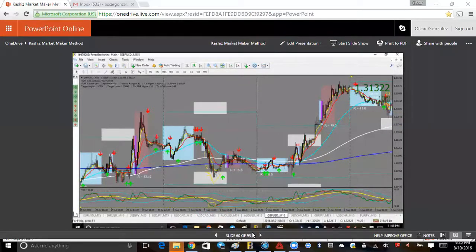Shark fin long. So this is how I want you to understand these indicators.